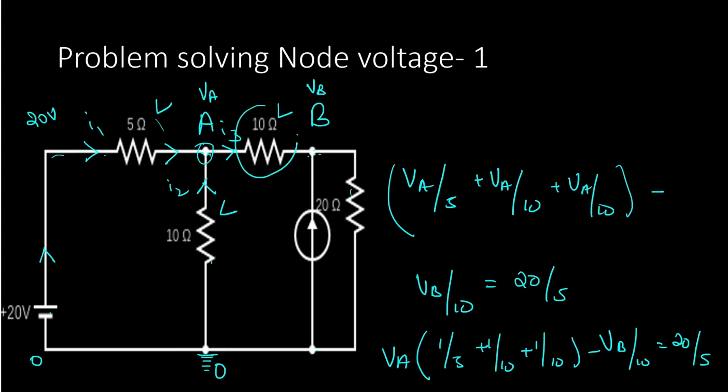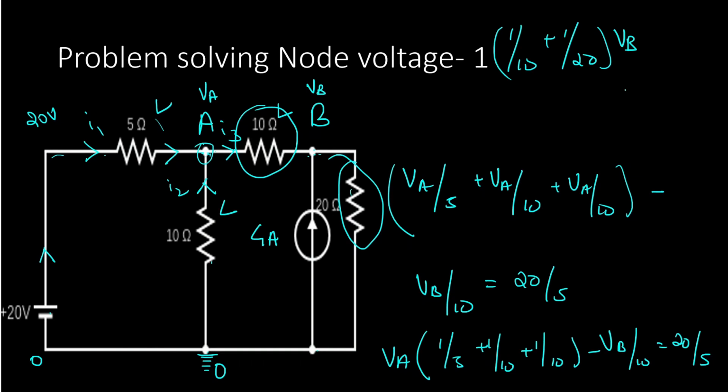We have this 10 ohm resistance, we have this 20 ohm resistance, and this is a 4 ampere current source. So directly we write the equation 1 by 10 plus 1 by 20 into VB, which is the sum of the reciprocals of the resistances connected to that node, subtracted from the common resistance 1 by 10 into VA, which is the other non-reference node's voltage, is equal to whatever is the current entering into that node, and directly we can write that current to be 4.